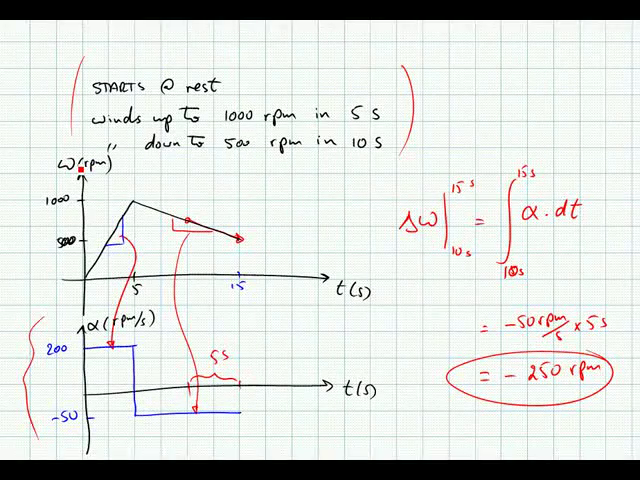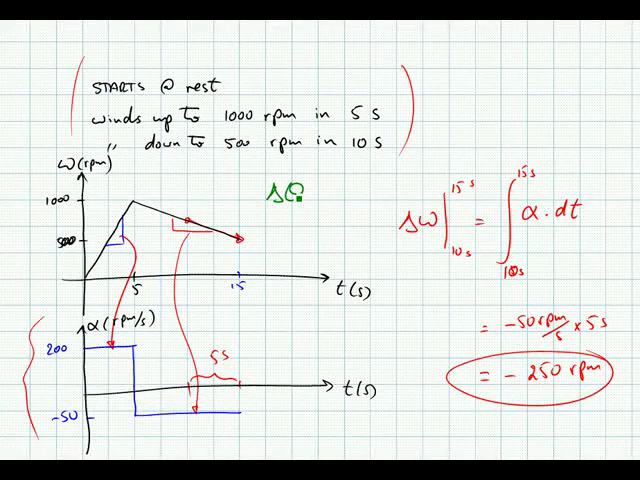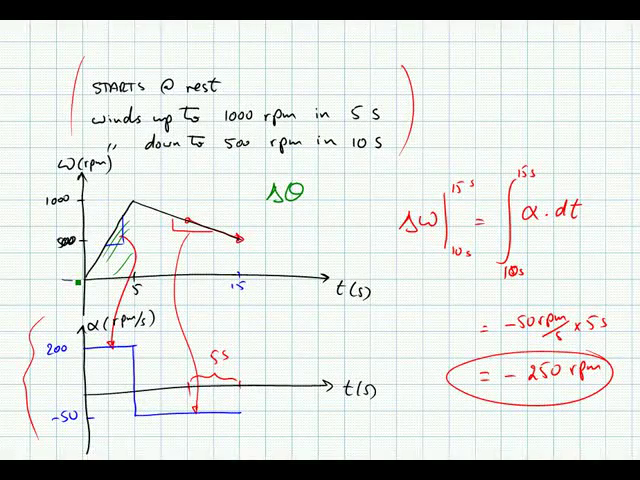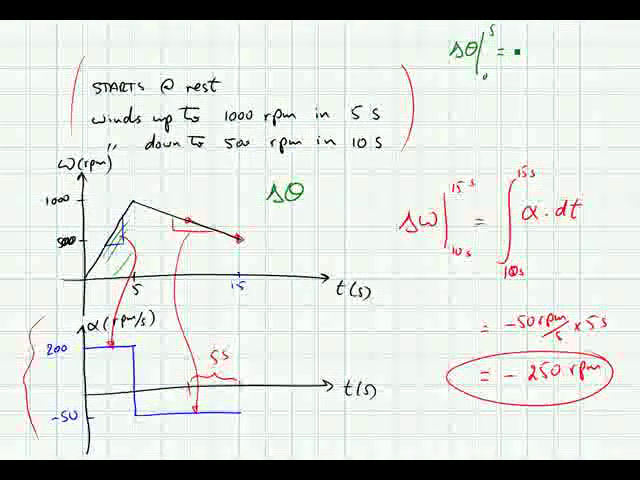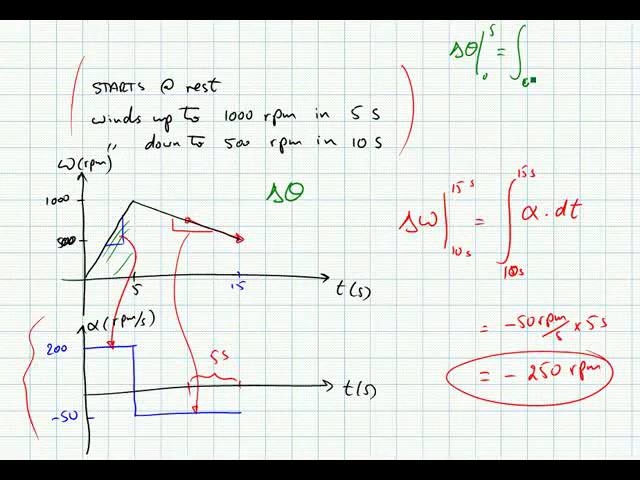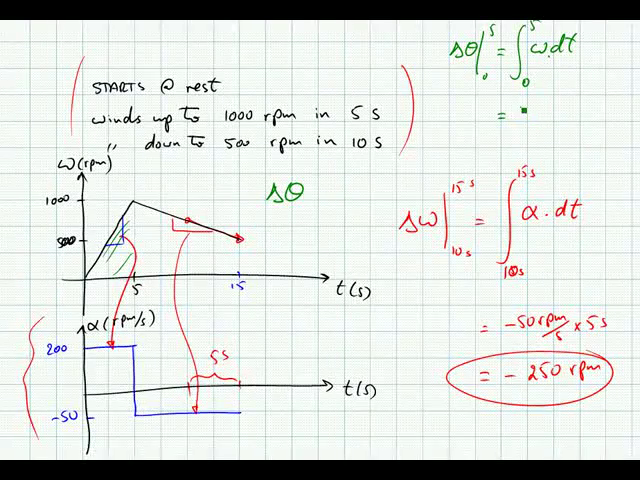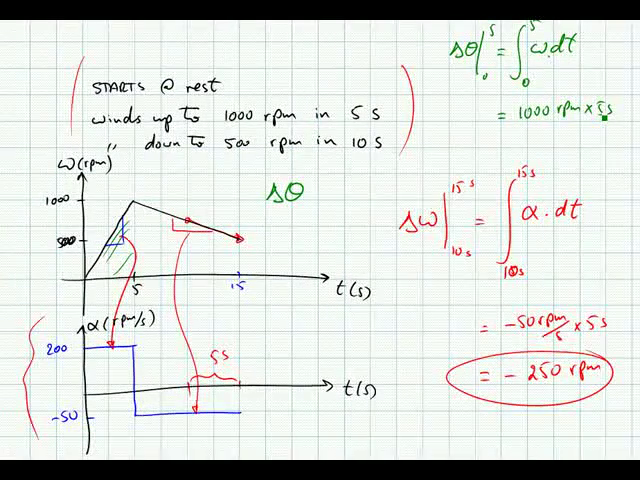Similarly, if you're interested in figuring out the total angular displacement over a certain time, then you use the area under the angular velocity versus time plot. So angular displacement between 0 and 5 seconds is simply the area under 0 to 5 seconds of omega dt, and what we have here is 1000 RPM times 5 seconds.